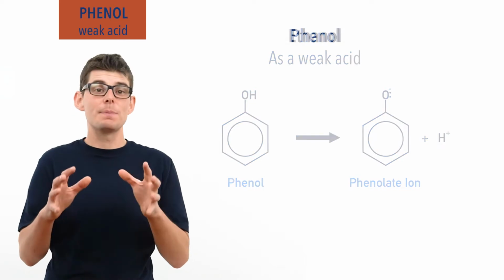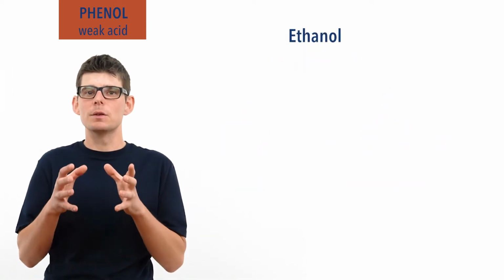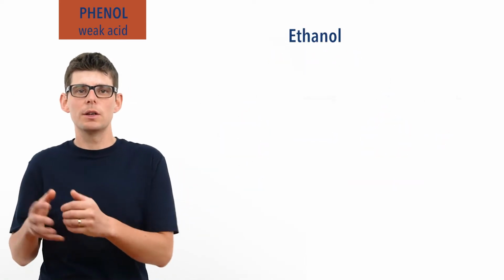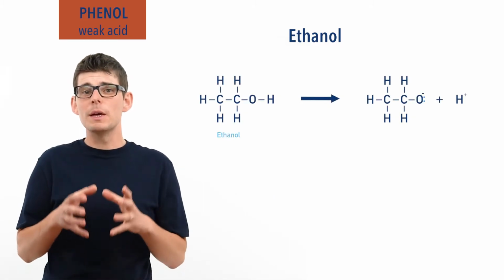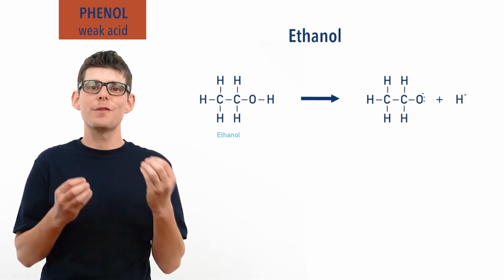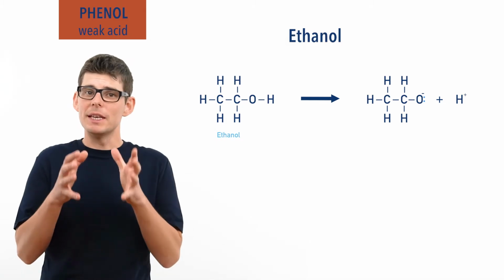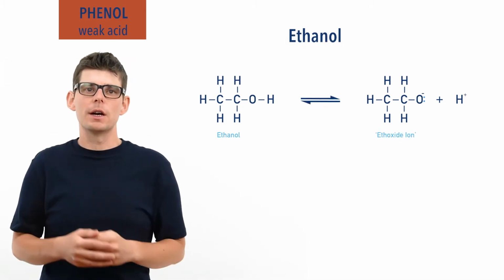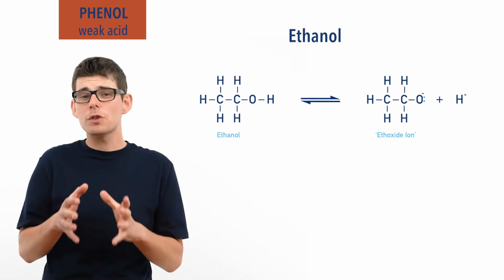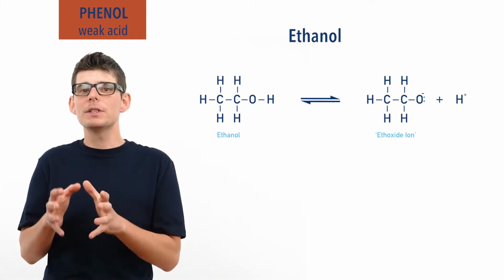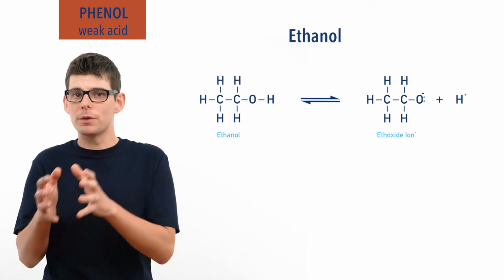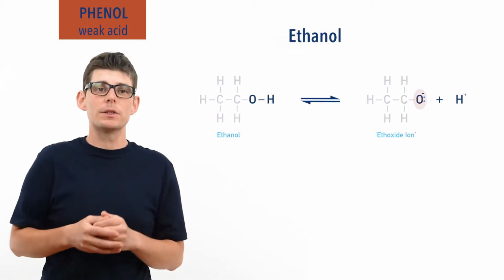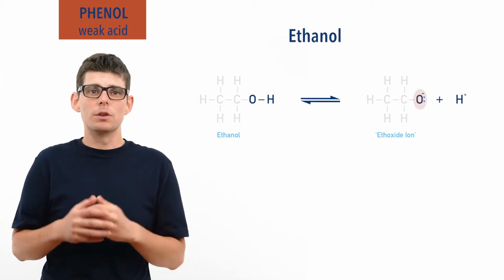Let's imagine, hypothetically, ethanol could act as a weak acid and lose a H+ ion. If it did so, it would form a negative ion called an ethoxide ion, and there would be an equilibrium between ethanol, H+ ions, and ethoxide ions. The oxygen from the OH group would take the bonded pair of electrons from the OH bond for itself and become O-, with a full negative charge.